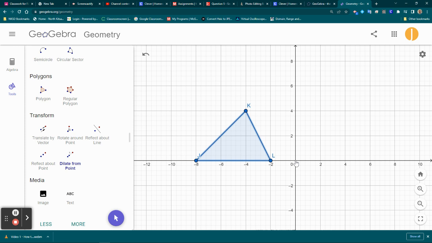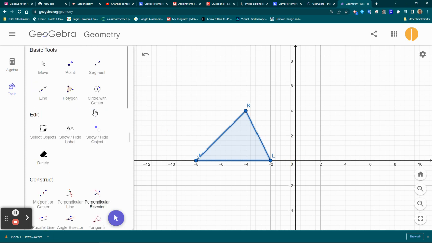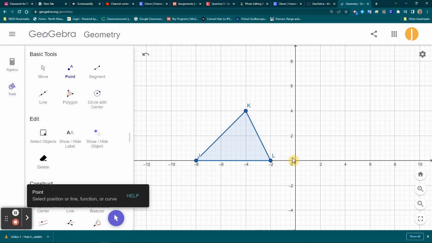Now I don't know if it's going to let me do this. I've got the hand right there at the origin, but I might need to make a point there. Let's see what it does. Did it do it? It didn't do it. See that? So I need to go back up here, and I need to choose point. And now I'm going to put a point right at the origin.